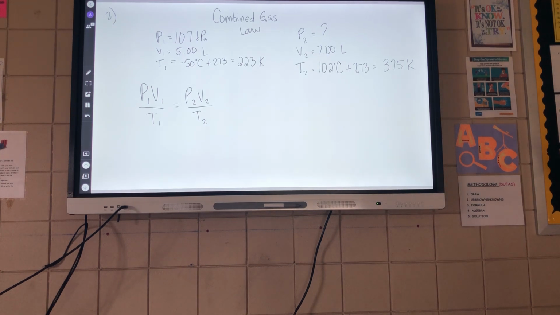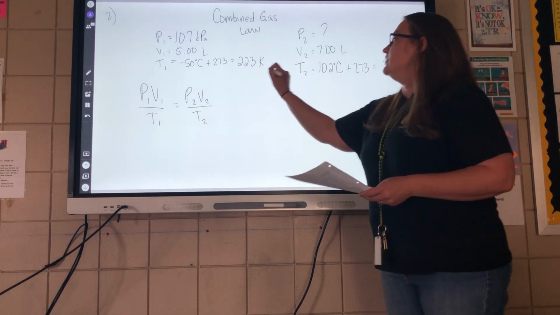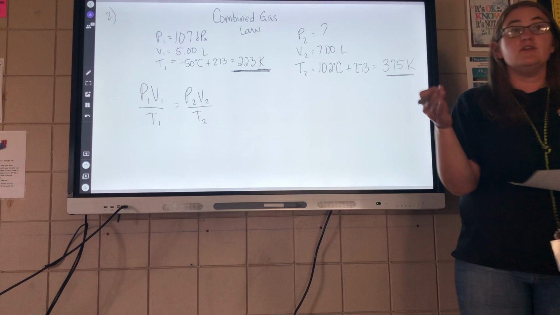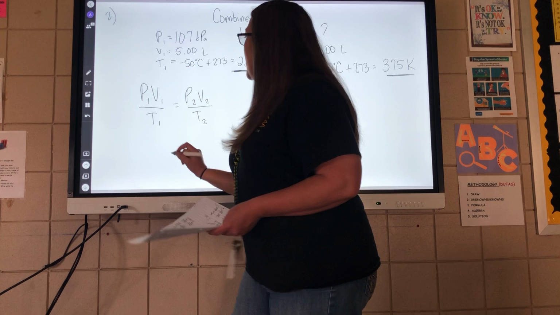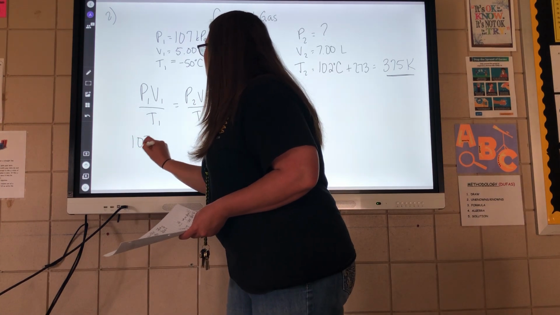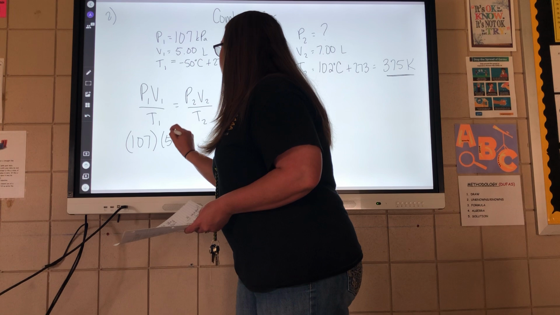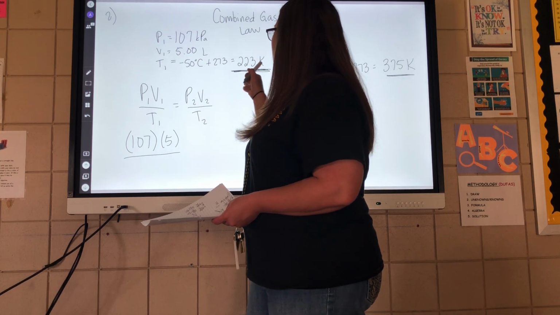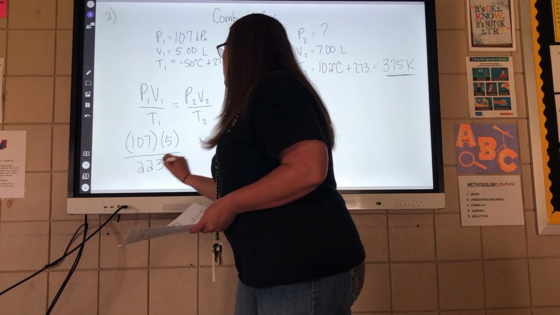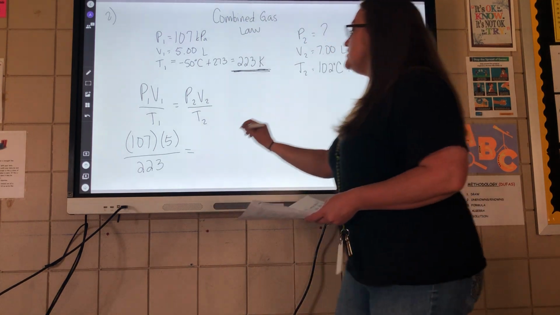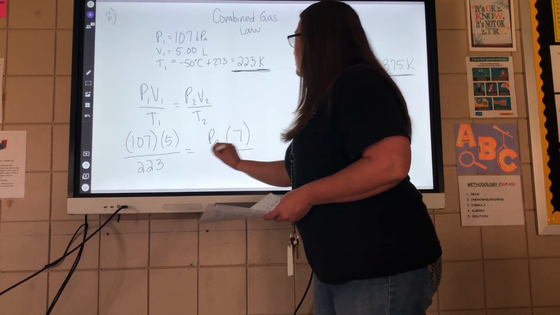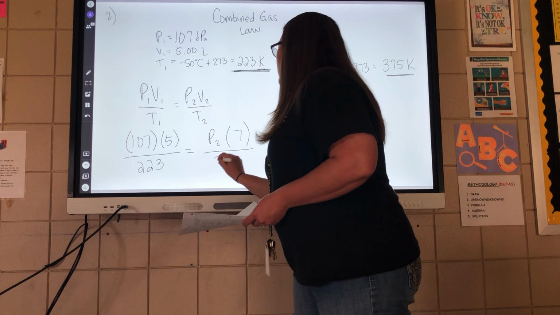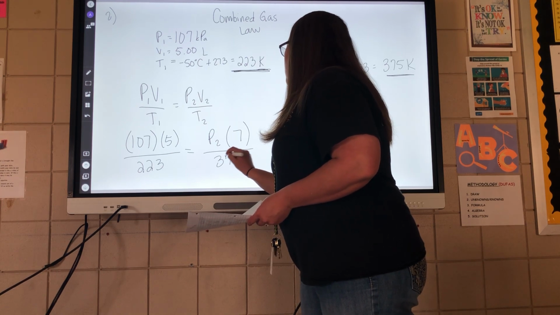All right, so I've got my temperatures. I got to use Kelvin. I'm going to underline that to give me a visual cue. That's what I got to do. All right, so now you just plug in. So I'm going to have 107 times 5 over 223 equals, I don't know my P2, that's what I'm looking for. My volume is 7 over 375.